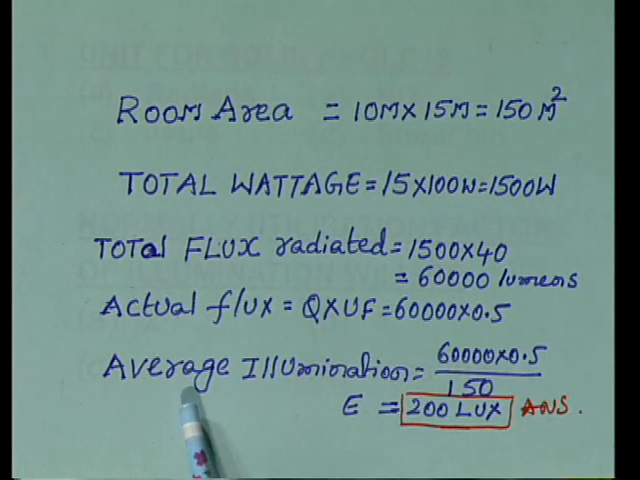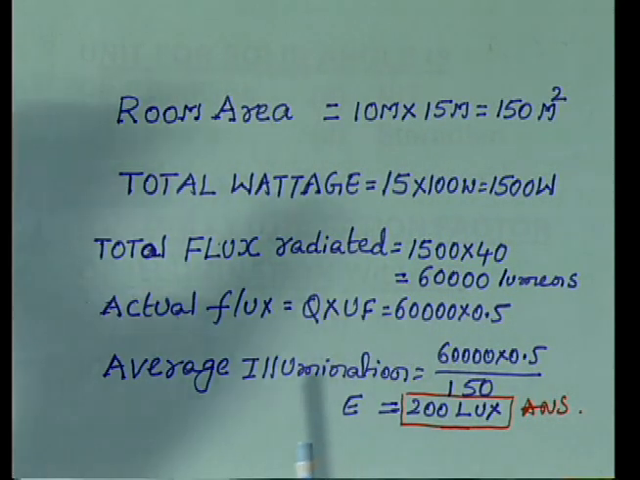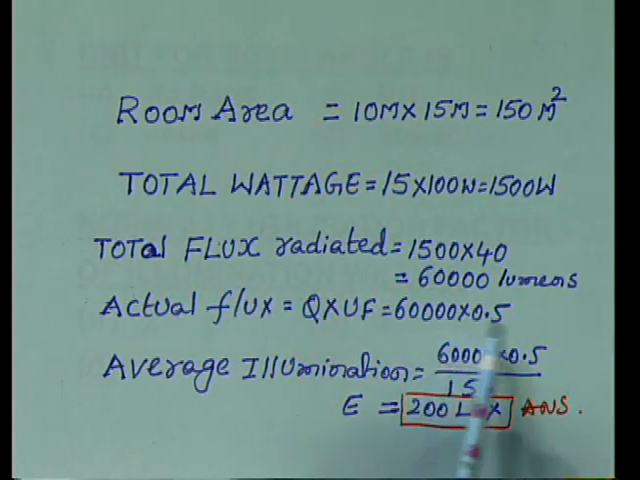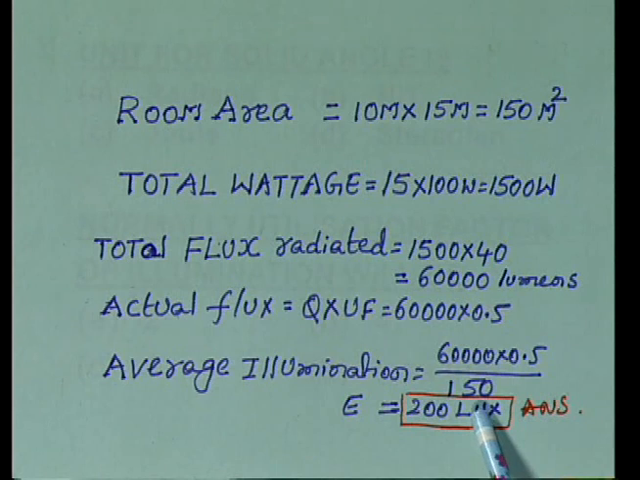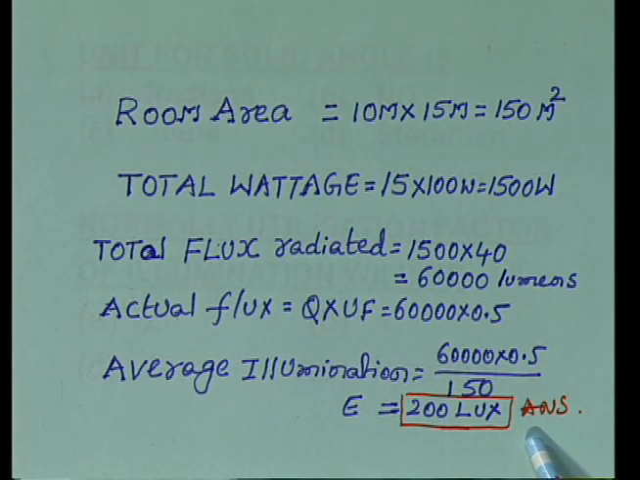Now, what is meant by average illumination? It is the luminous flux falling on per square meter area. So, we have to divide by the room area, 150. 60,000 into 0.5 divided by 150 comes to 200 lux. Illumination is always measured in terms of lux. So, illumination equals 200 lux.